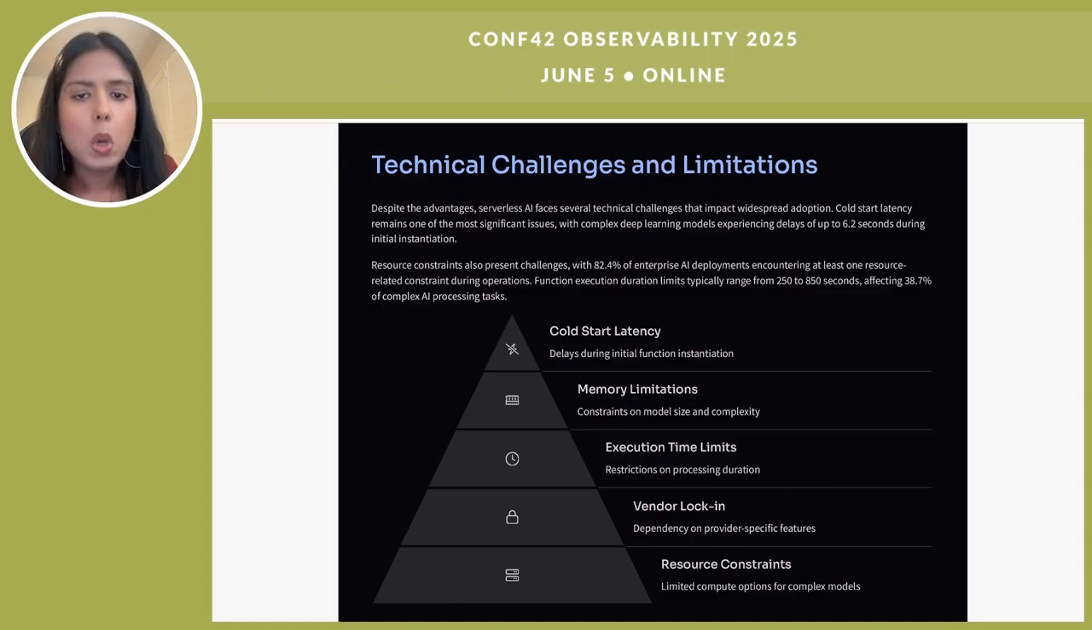Resource constraint. While scaling is automatic, the available compute options, your CPU types, memory configurations for individual functions might be more limited compared to dedicated virtual machines, especially for a very large or specialized model. In fact, over 82% of the enterprise AI deployments encounter at least one resource-related constraint. These are real considerations that organizations need to plan for when adopting serverless AI.